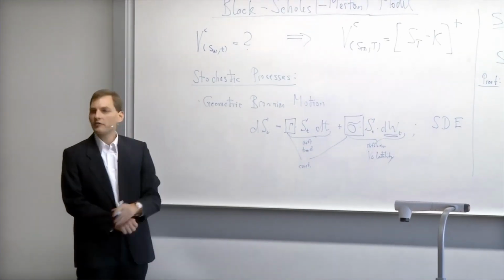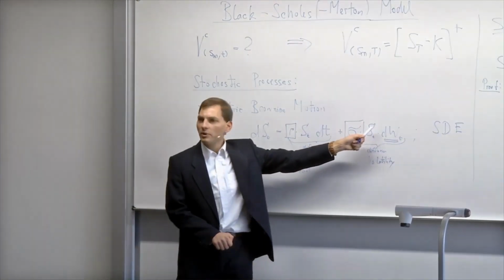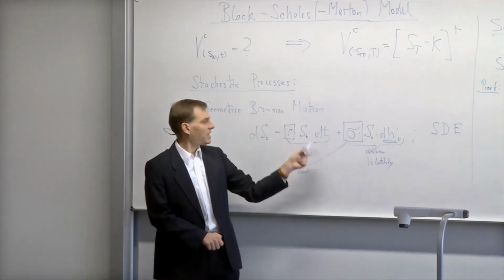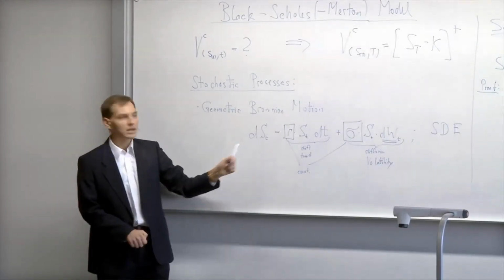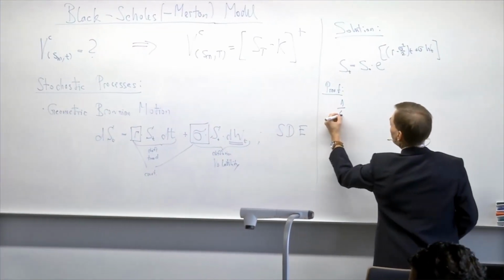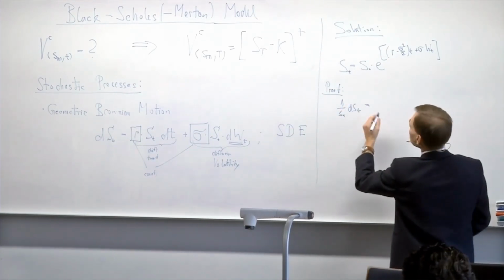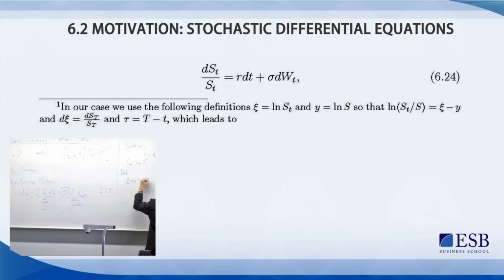Suppose we start from here. First of all, let me divide both sides by S. The S cancels here, but it pops up here. So what do I have then? I have on the left-hand side 1 over S_t dS_t is equal to r dt plus sigma dW_t.